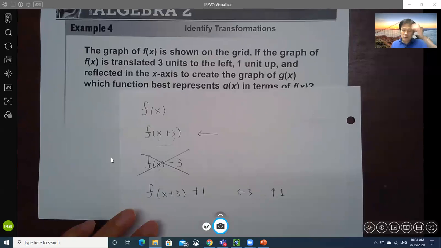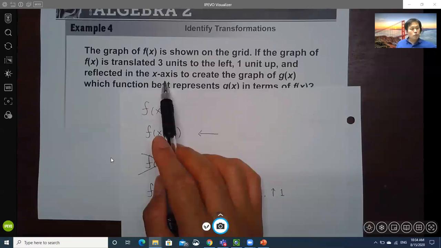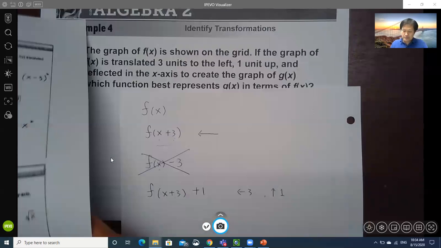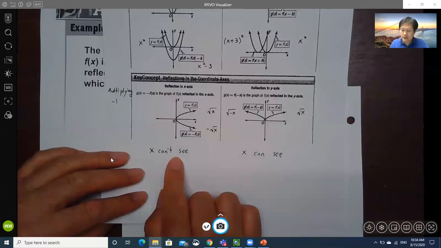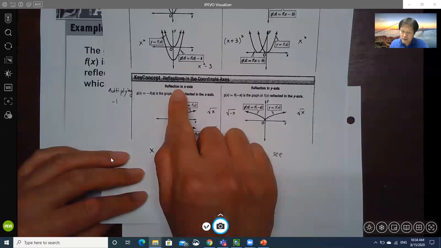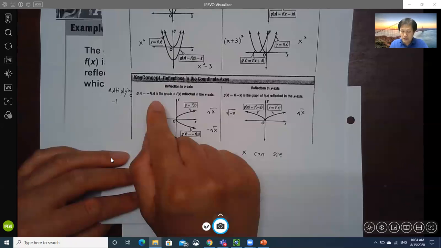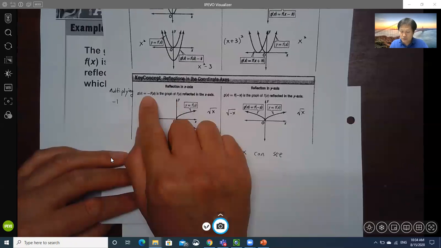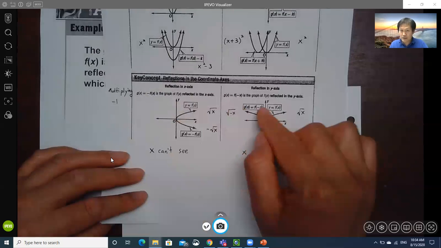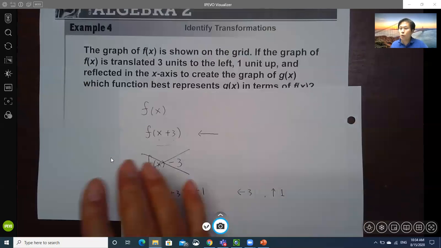Okay, now the tricky part. Reflected in the x-axis. So you need to know how we apply reflection over the x-axis. X cannot see the minus multiply, so be careful. That's reflection over the x-axis. It has to be multiplied to the entire thing. The entire thing is y. You see that the minus is in front of the whole thing. If you put minus in front of x, x can see it. That's a reflection over the y-axis. So you have to multiply minus 1 to the whole thing.